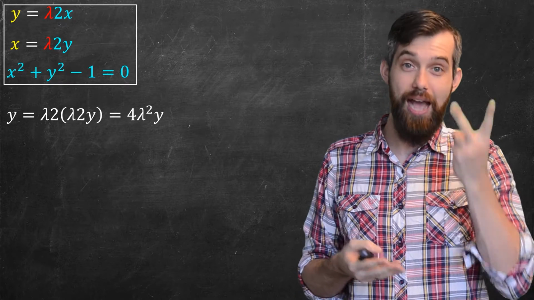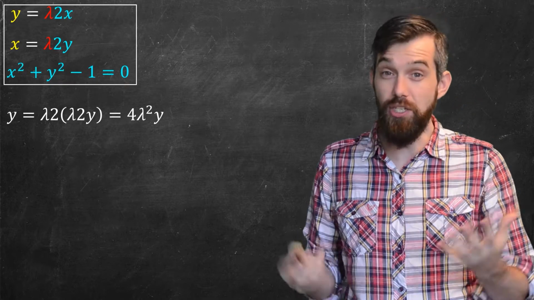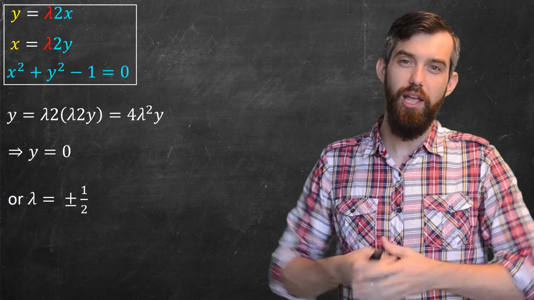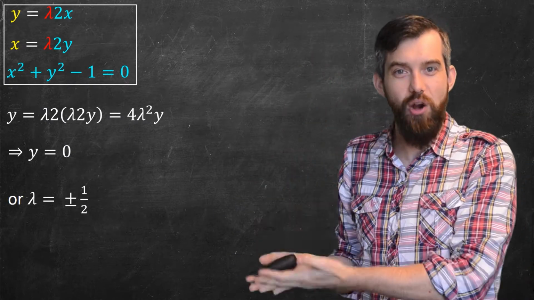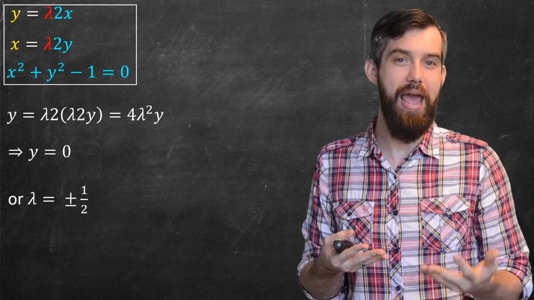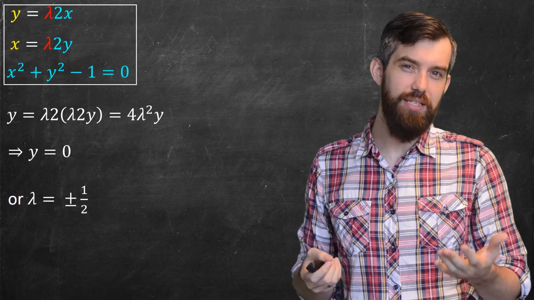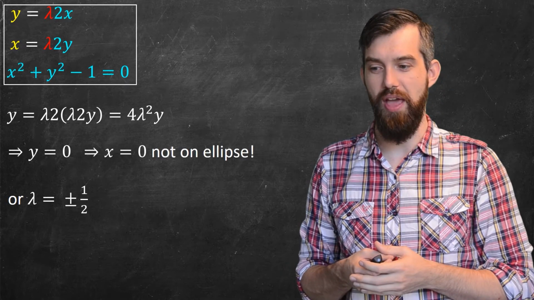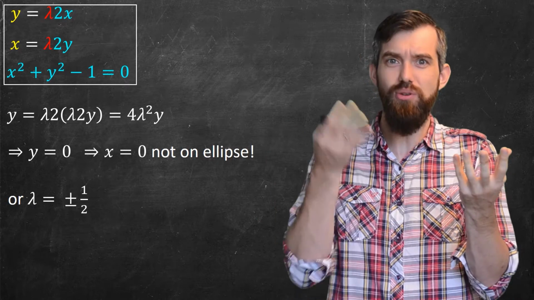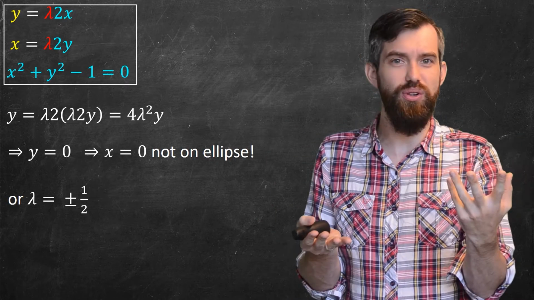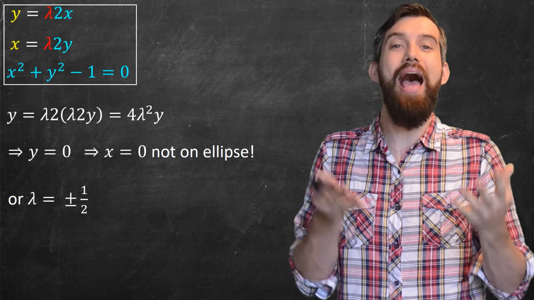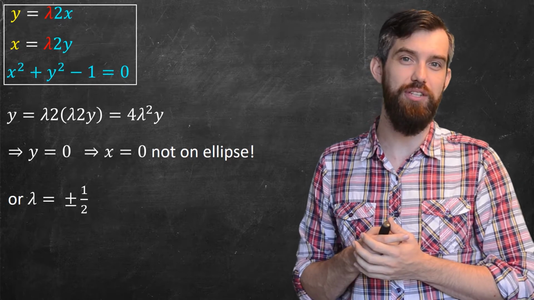Now, this equation has 2 possible answers. One solution is just that y is equal to 0. You just have 0 on both sides. If y is non-zero, then you can divide out by y, and if you solve that, you get lambda is equal to plus or minus 1/2. Now, in the first case, if y is equal to 0, then reading off either the first or second line, you get that x is equal to 0. And 0, 0 was not on the original ellipse, x squared plus y squared equal to 1. So this is just not actually a solution. This does not satisfy the third equation.